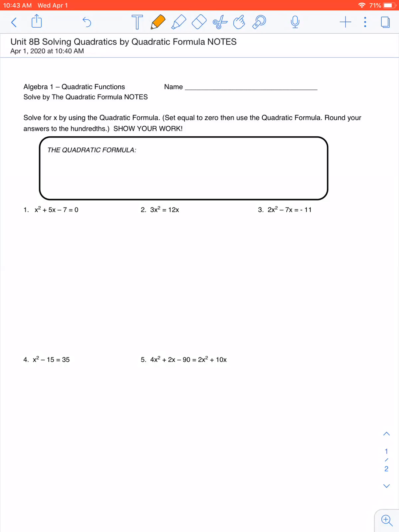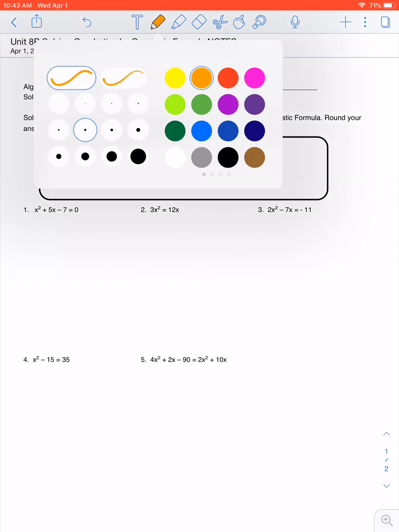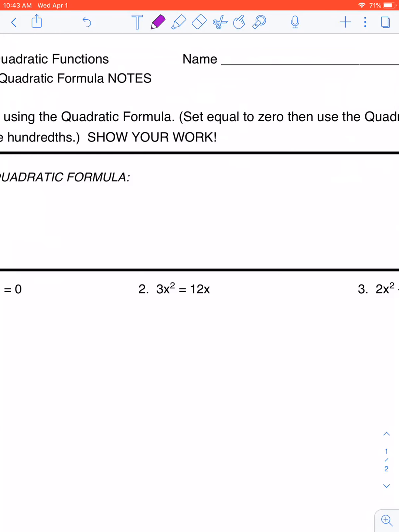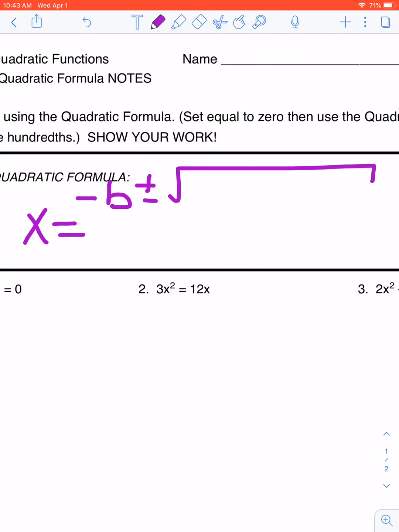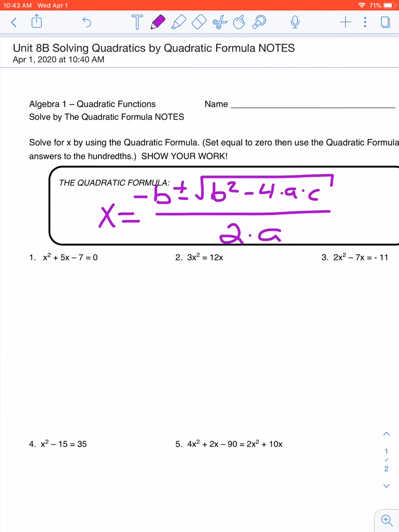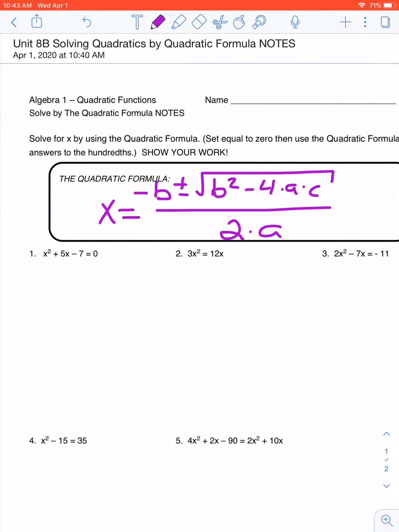Let's get started. So quadratic formula, the most important thing to know in order to solve this would be this following thing. Quadratic formula is x equals negative b plus or minus the square root of b squared minus 4 times a times c, all over 2 times a. You will have to memorize that equation, but that's the equation we use every single time.